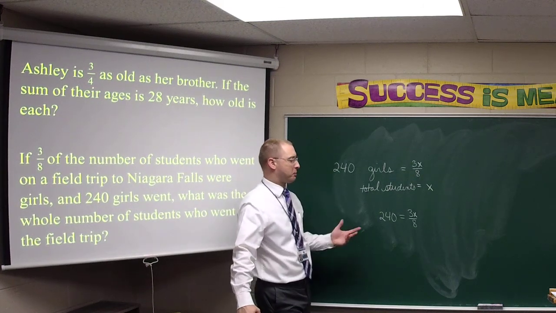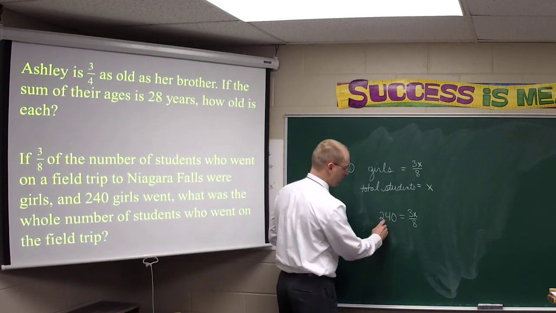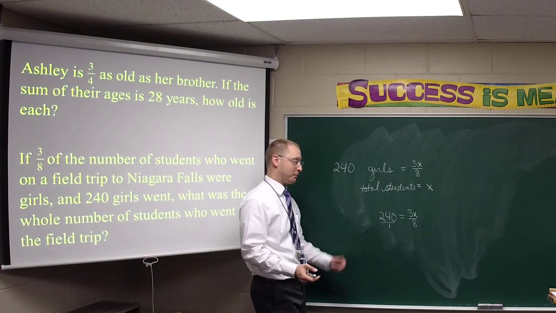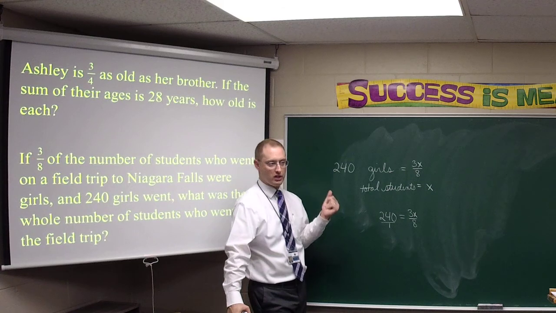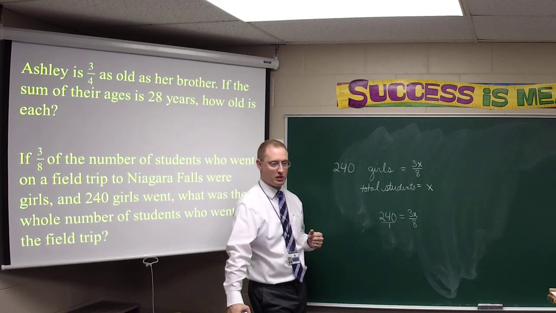Now, I could multiply everything by the LCD, or I could put this over 1 and treat it like a proportion, or I could get rid of the 3/8 all in one step. How can I get rid of the 3/8 at once, class?